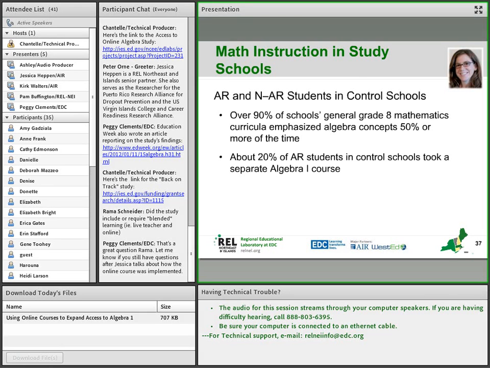Did we expect to see 20%? No. I think we would say that we didn't expect to see it that high. So again, this slide really shows you the contrast to which Algebra Ready students in treatment schools who took an online Algebra I course were compared.